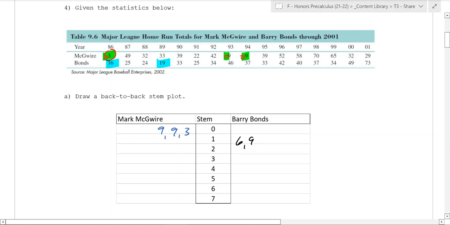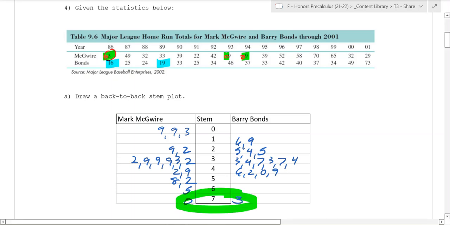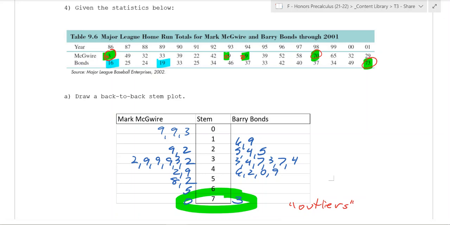And you do the same thing for all of the other second digits for each of these. So I'll fill the rest of these in. You end up with a back-to-back stem plot that looks like this. One thing to point out is you can see down here, this represents 70 home runs for Mark McGwire and 73 for Barry Bonds. You have the 73 right there, you have the 70 right there. Those two outputs are called outliers, the technical definition being a data point that is not representative of the other data points. There are mathematical ways to determine that, but you can also see these are kind of outliers.